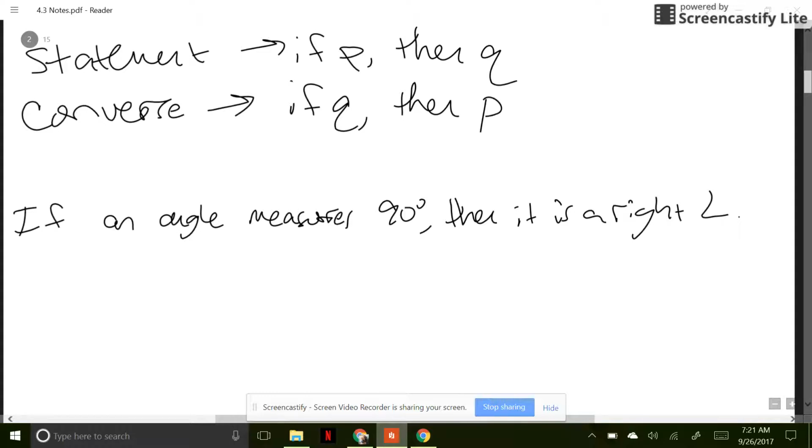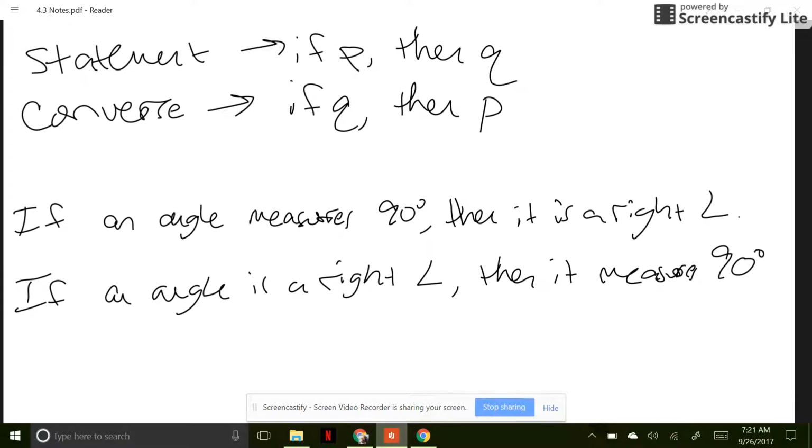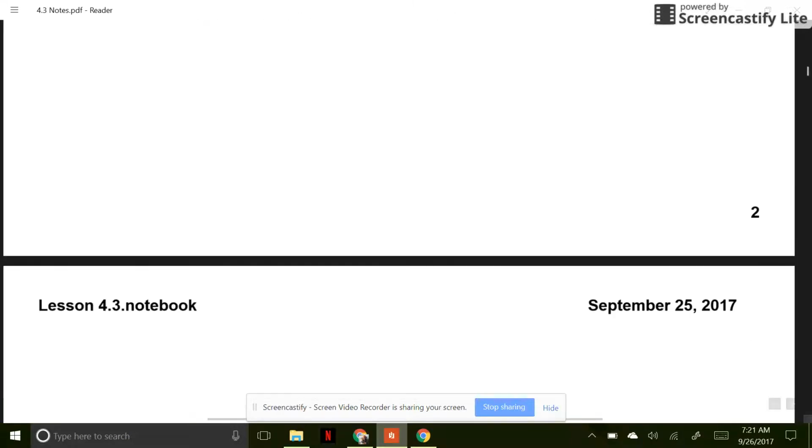So the converse, I'm going to switch the hypothesis and the conclusion. So the converse would say, if an angle is a right angle, then it measures 90 degrees. So this would be a more concrete example of a statement and its converse.